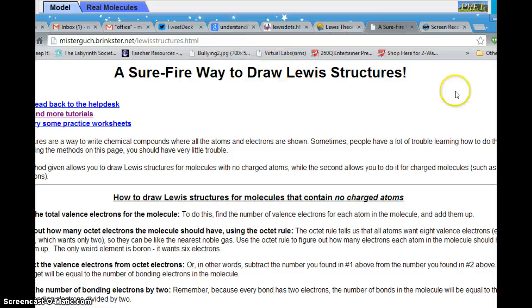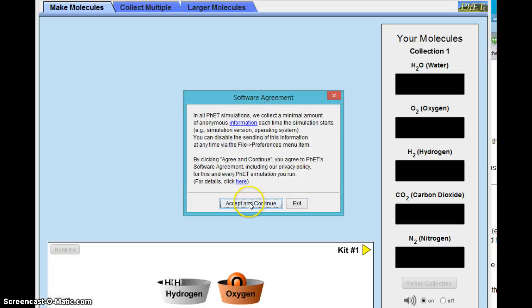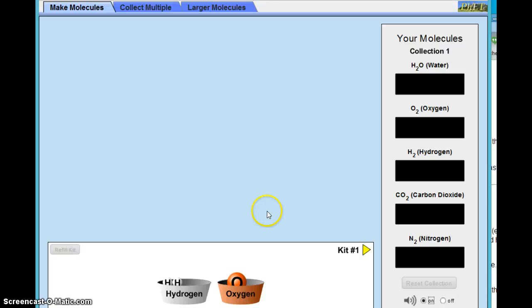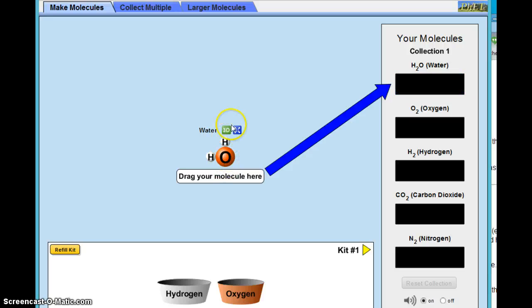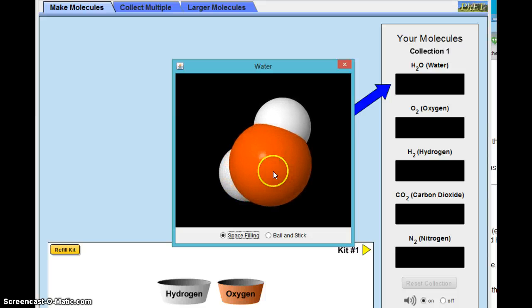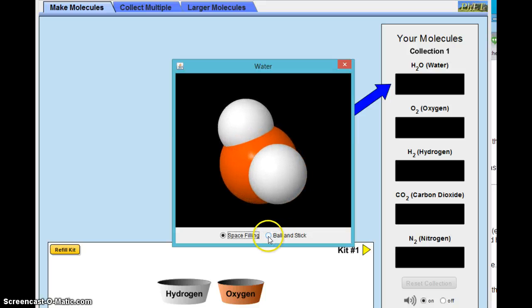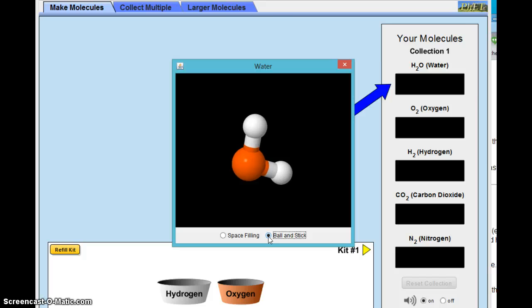In addition to that, there is an alternative to that activity known as Build a Molecule. This is a PhET activity, and so you would have to go to the PhET site, and it asks us to build a molecule. And once we do that, it will allow us to come up with a 3D molecule that represents the Lewis dot formula. Now this is called a space-filling molecule, but there's also a ball and stick.